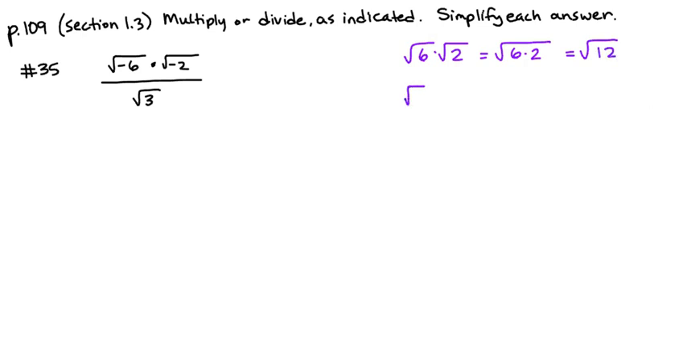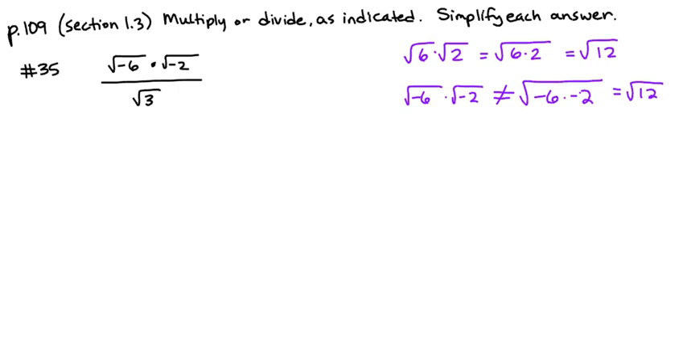However, the square root of -6 times the square root of -2 is not the same as the square root of -6 times -2, which would also be the square root of 12 if you multiply -6 and -2. That is not the case.